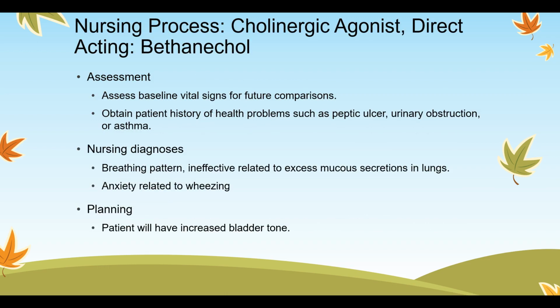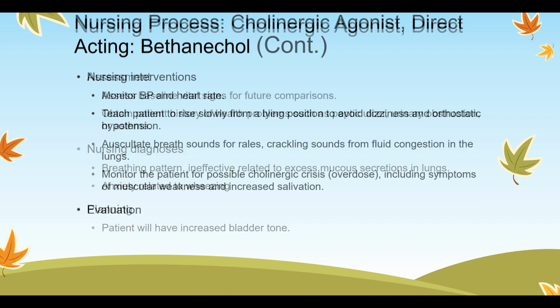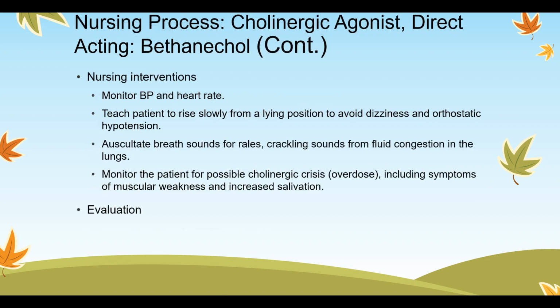So you're always going to get baseline vitals. You're going to get a health history. You want to make sure they don't have asthma, peptic ulcers, urinary obstructions. And so these could be a couple of your nursing diagnoses. And patient will have increased bladder tone, could be part of your planning because it's used for bladder. You're going to monitor blood pressure and heart rate because now you know what the effects are of the drug.